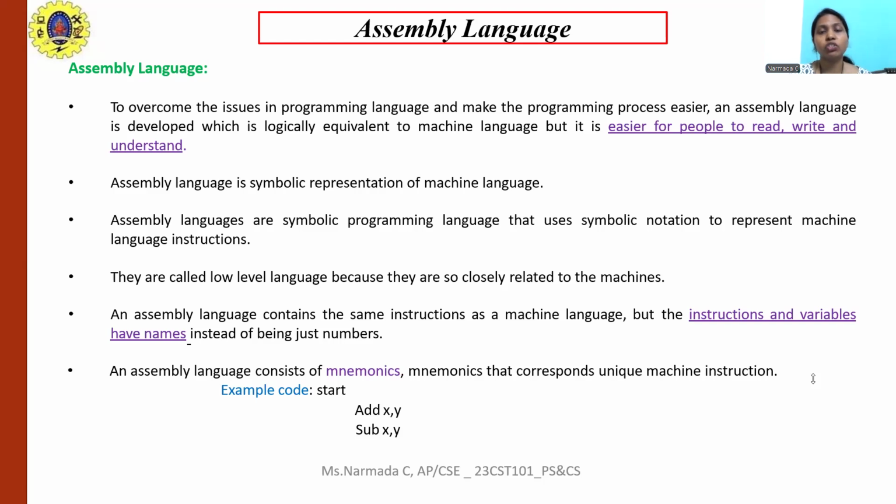An assembly language contains the same instructions as the machine language, but the instructions and variables have names instead of being just numbers. An assembly language consists of mnemonics that correspond to unique machine instructions. For example, start, add x comma y, sub x comma y. So add and sub are the keywords which represent addition and subtraction.